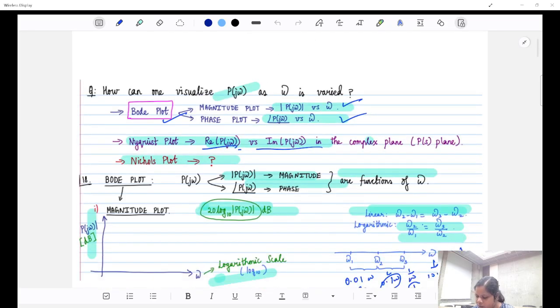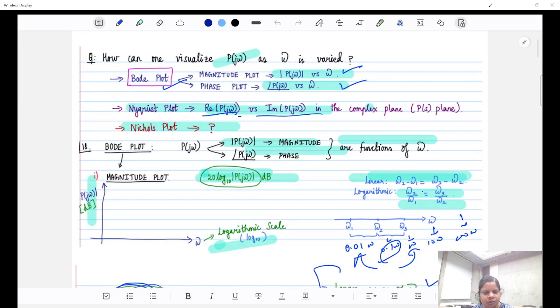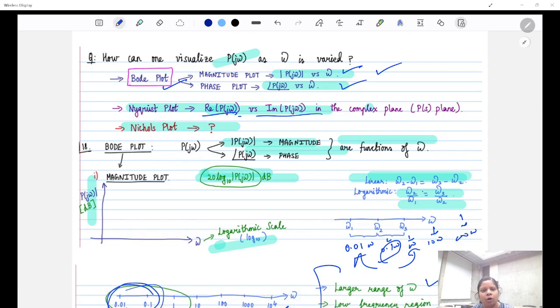Here what we had basically done was a brief introduction to Bode plot at first, where we usually know that we have two plots, magnitude plot and phase plot. The magnitude plot is magnitude versus omega. So we want to visualize how the plant transfer function varies as omega is varied, and the variation can be seen in terms of magnitude and phase both. So we always have two plots: one is magnitude versus frequency, one is phase versus frequency.